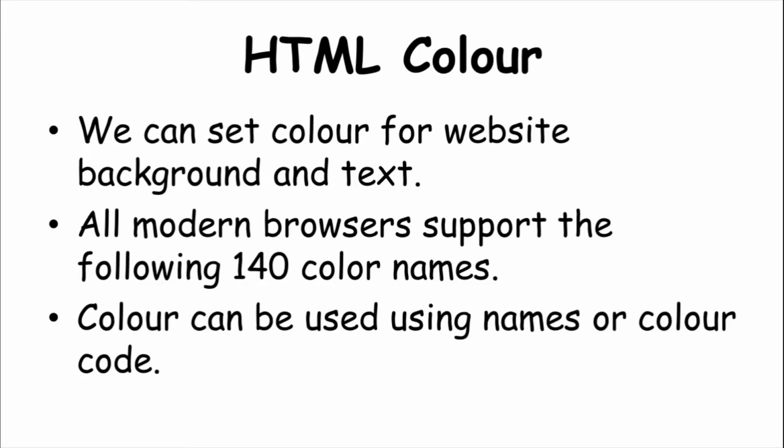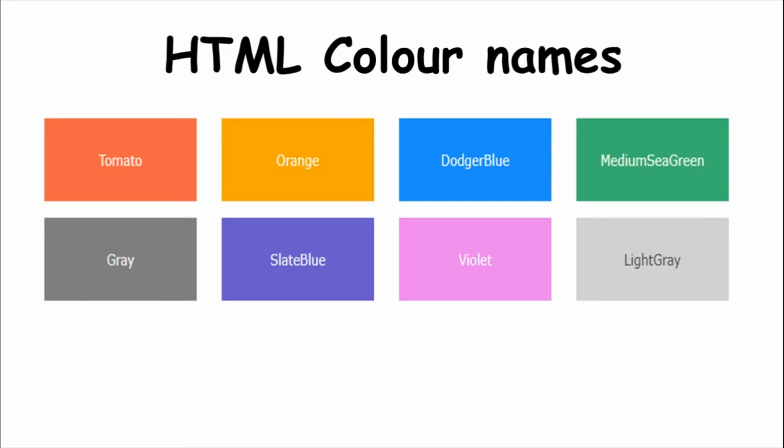And these colors can be used in two methods, or more than two methods. We can use RGB as well, but we are not going to explain that here. We'll work on two methods: one is the color names, and the other is the color code. Okay, color names. If we know a specific color name, we can use it to set any color for our background and for our text. That's how it's going to work.